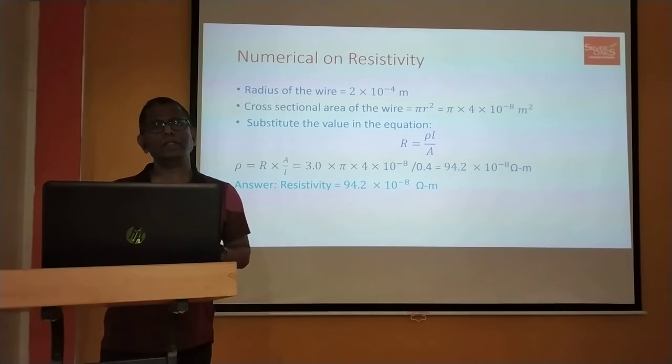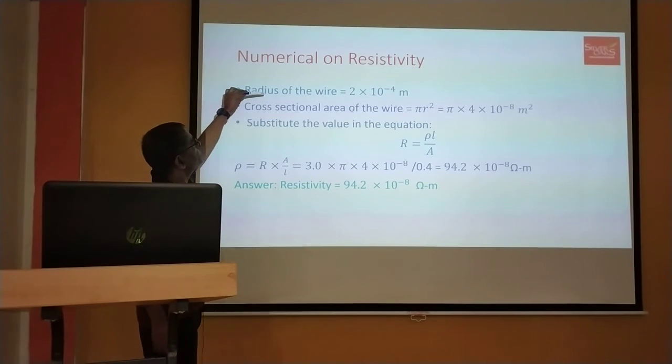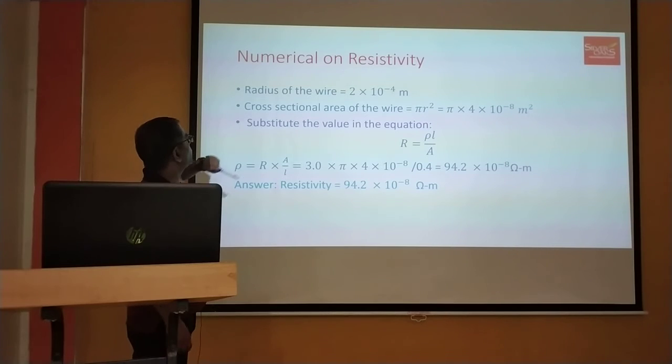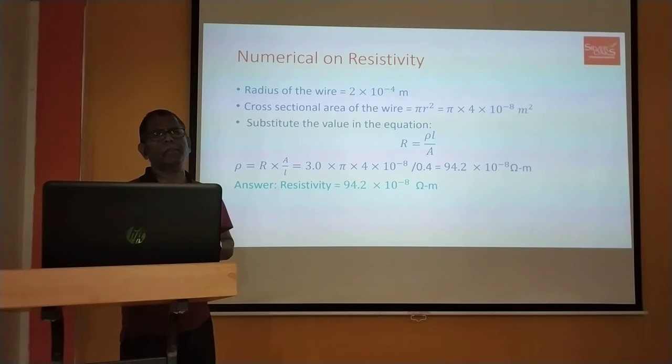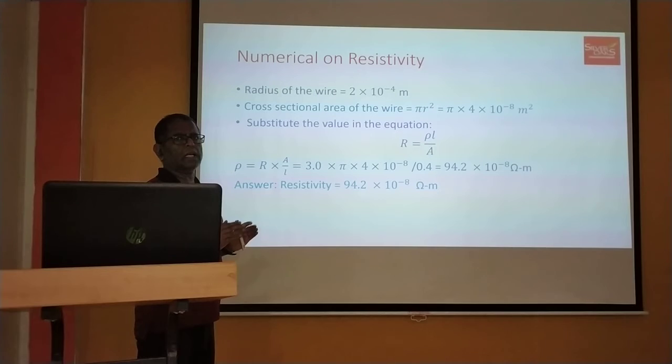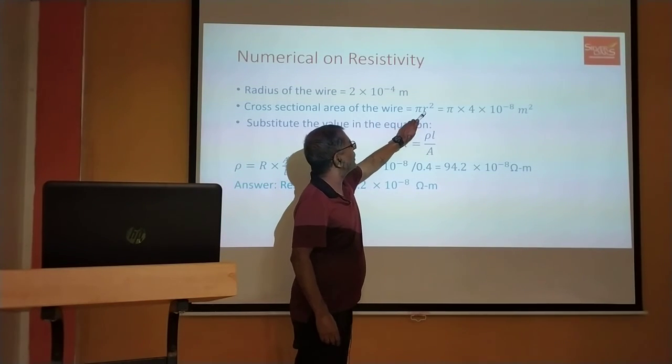With the diameter, now we can calculate the radius. What is the radius? Half of the diameter. So the radius is 2 into 10 to the power minus 4 meter. Now we have to use the cross-sectional area, because I told you the resistance depends upon the cross-sectional area. What is the relation between the cross-sectional area and the radius of a wire? Because the wire is cylindrical in shape, you have to apply the formula pi r square, where r is the radius.